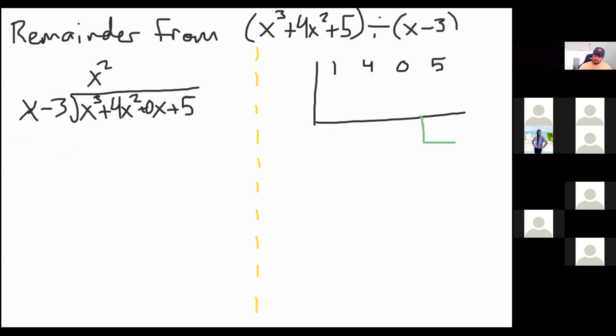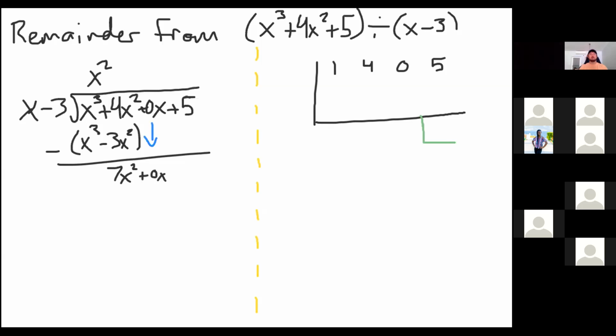So if I take x minus 3 and multiply it by an x squared, this means I'm going to subtract an x cubed minus a 3x squared. And we chose that x squared in particular so those x cubes will end up canceling each other out. Then I'm left with a 4 minus a negative 3x squared. That minus a negative turns into a positive, which means I'm left with a 7x squared. And then I will bring down my next term, which is a plus 0x.